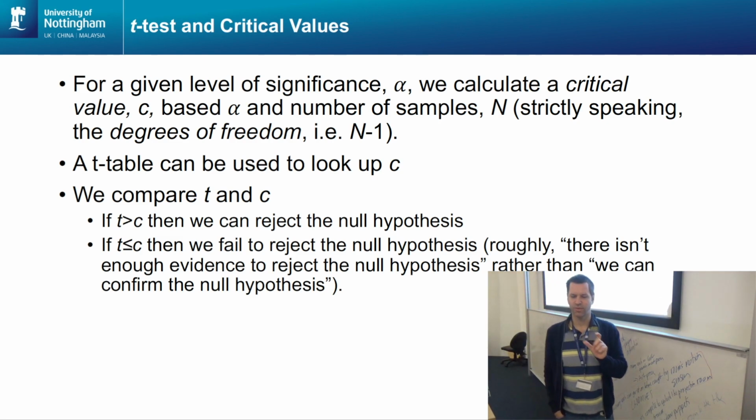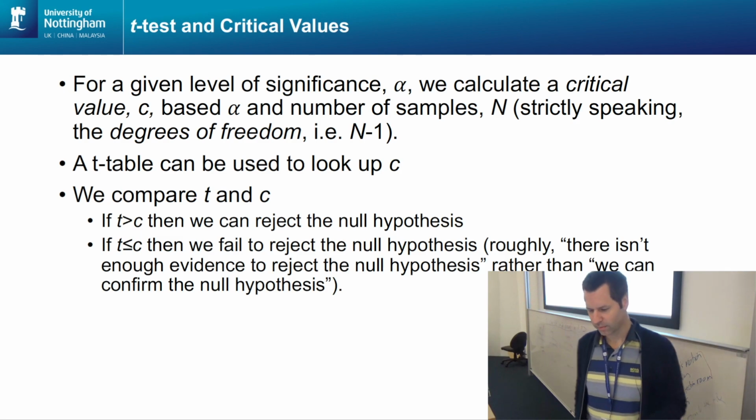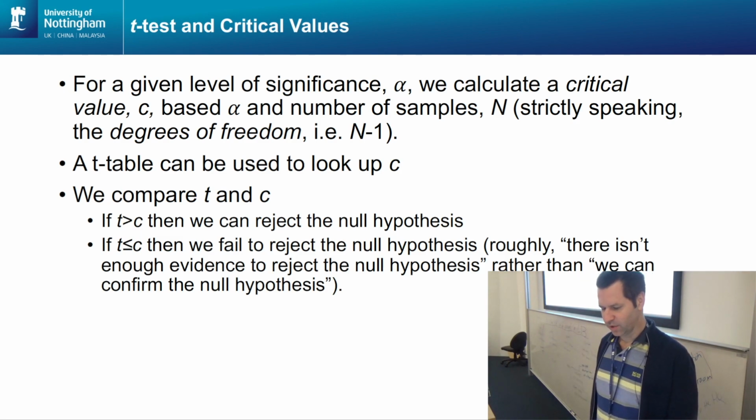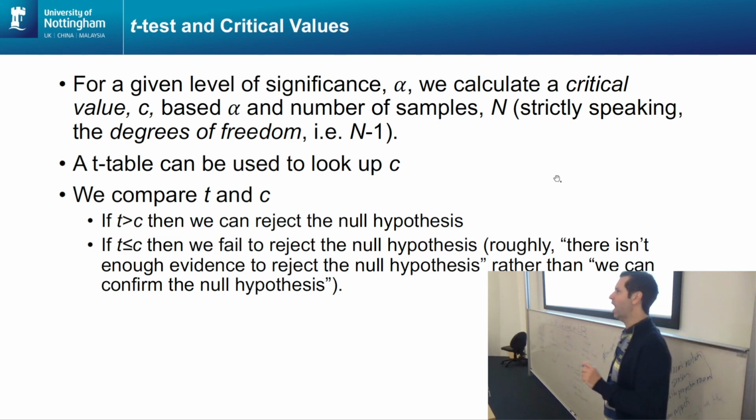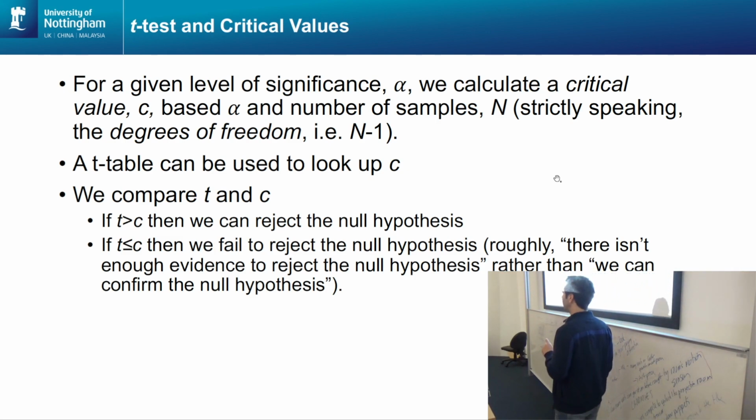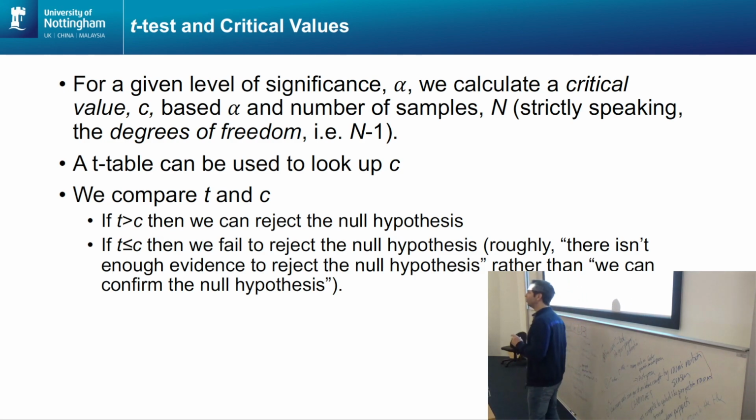So that's what we're testing for. If t is greater than c, we can reject the null hypothesis. If t is less than or equal to c, then we fail to reject the null hypothesis. In other words, we haven't drawn any meaningful conclusion based on our t-test.